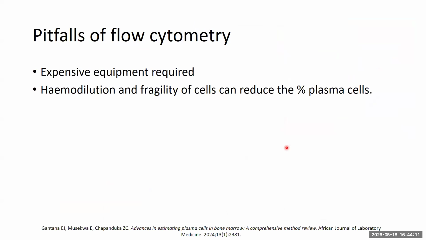Some of the pitfalls of flow cytometry are that expensive equipment is required, and hemodilution and the fragility of cells can reduce the percentage of plasma cells. It can also occur with processing and the washing steps as well.